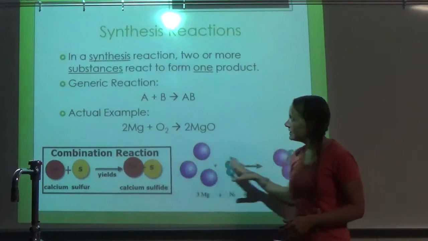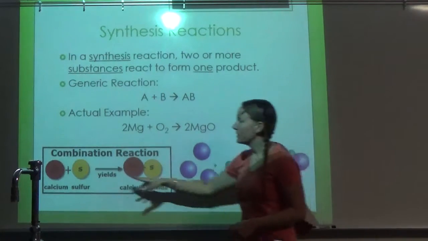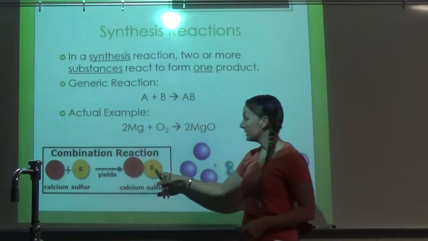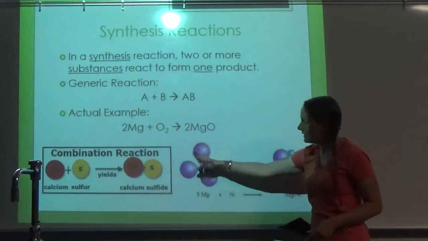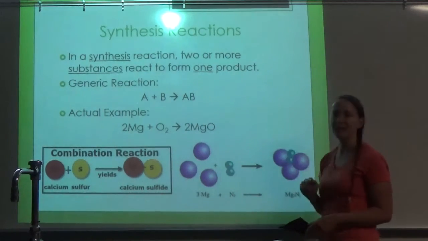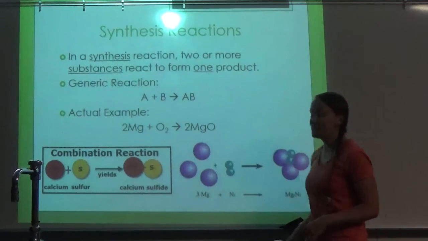All right, and then these are just some other examples down here of where we have calcium and sulfur separately, and then they bond together. And then here's magnesium and nitrogen separately, and then they bond together. So that's what synthesis is going to look like.